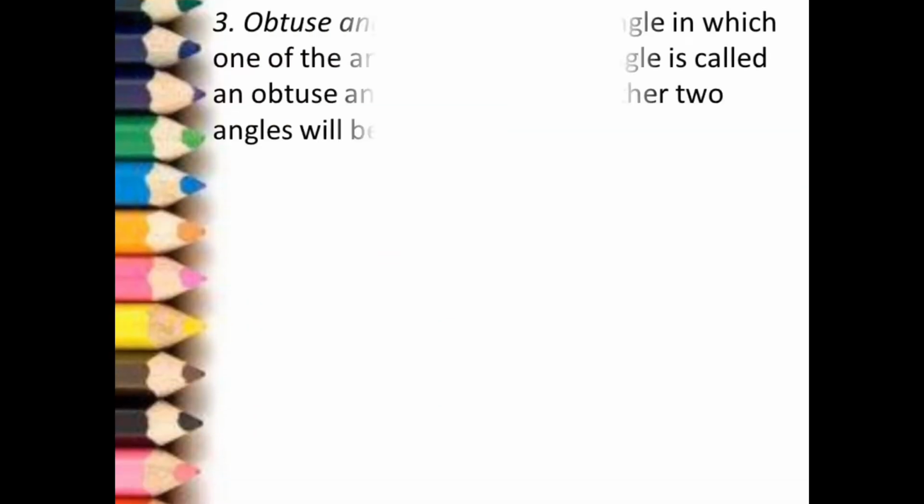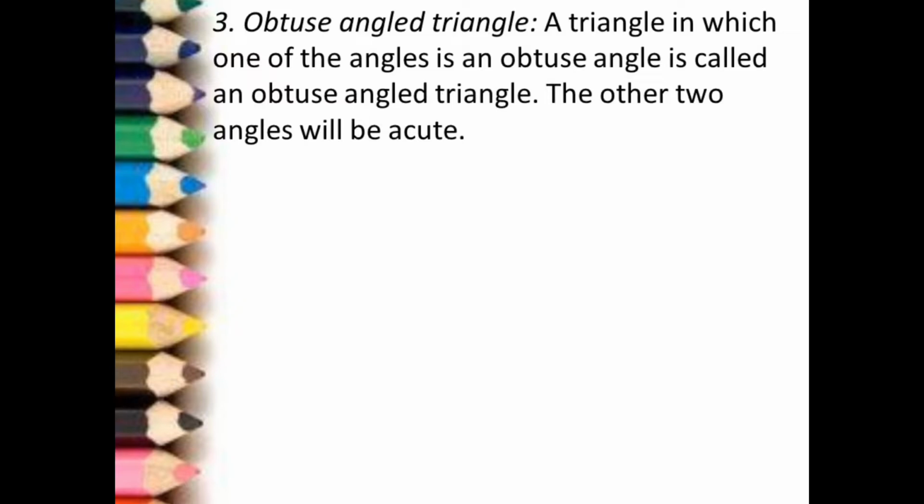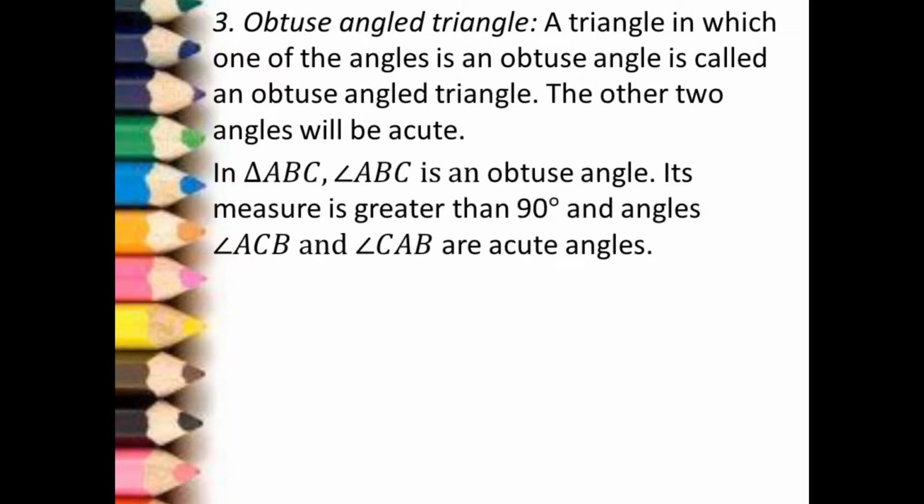The third type of triangle is the obtuse angle triangle, and it is a triangle in which one of the angles is an obtuse angle and the other two angles will be acute. Here a figure is shown to you, and in this figure triangle ABC is given, and in this angle ABC is an obtuse angle because its measure is greater than 90 degrees, and angle ACB and angle CAB are acute angles. Hopefully it is also clear to you.